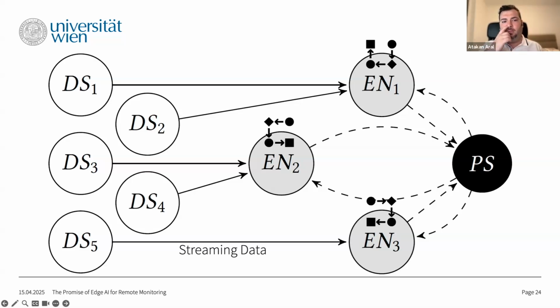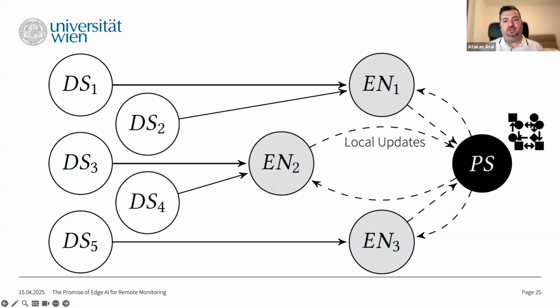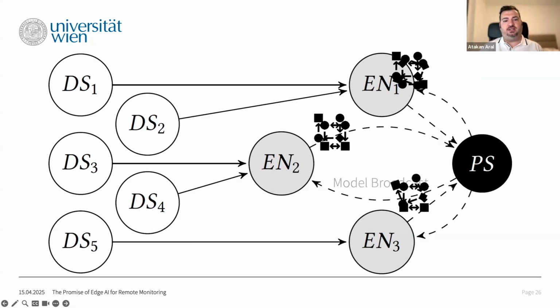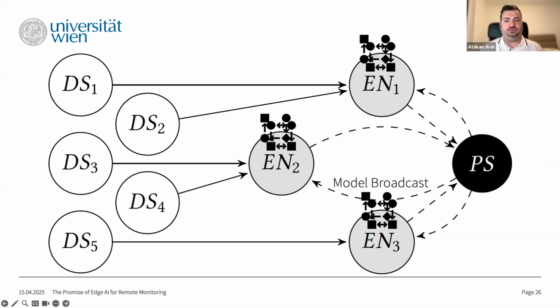The partial models are trained at the edge nodes, and periodically they are sent to typically a cloud data center, which is called the parameter server, which combines these partial models into a global model and broadcasts them back to the edge nodes. So again, this is quite similar to federated learning, although in federated learning, usually the communication is synchronous. In our case, it is asynchronous because of network difficulties.